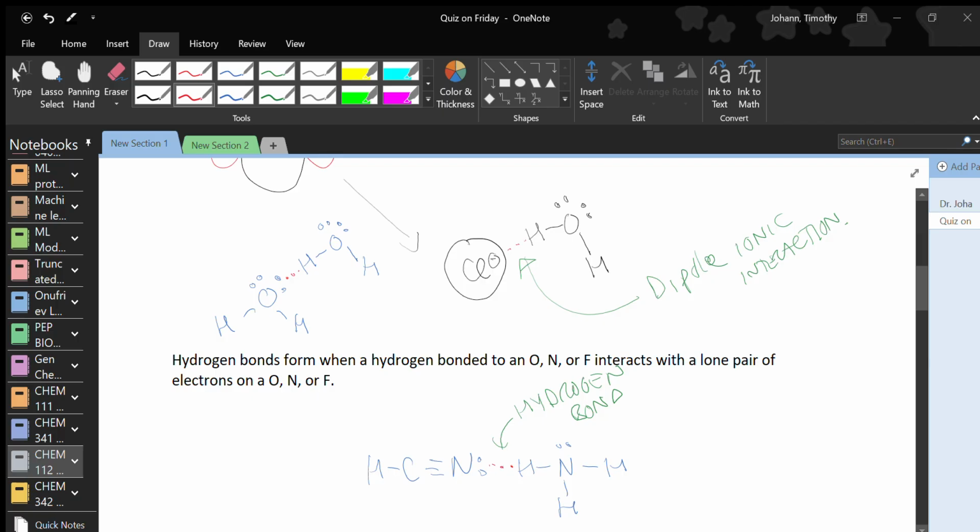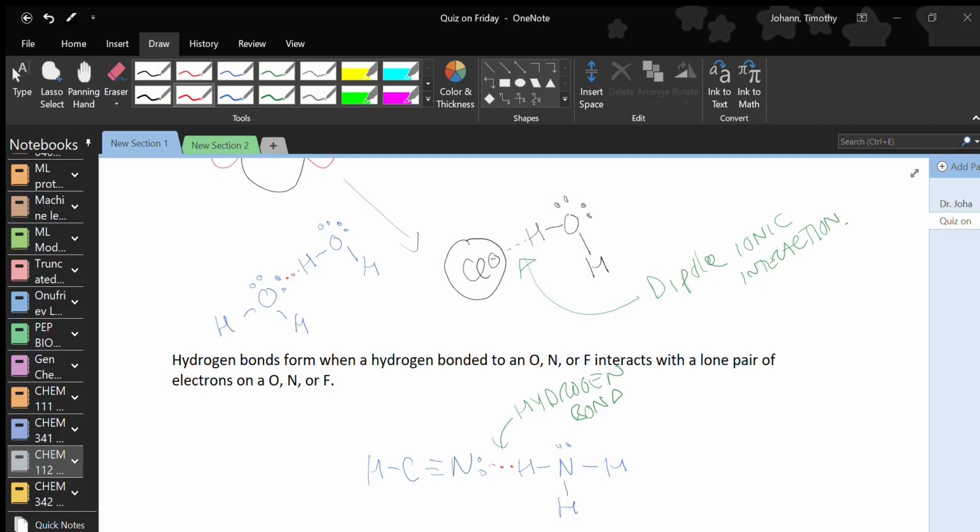If I have this interaction, that's a hydrogen bond, which of those would be stronger? This or that? What do you think? Use charges to explain it. I'm thinking the dipole ionic interaction is stronger. You think this is stronger because? The full charge of the chloride. Yeah, because we have a full negative charge here as opposed to a partial negative charge. So we have full charges here, so this is going to be stronger.